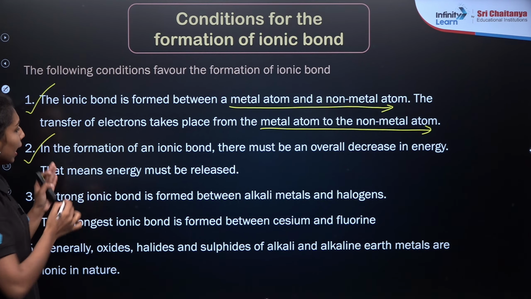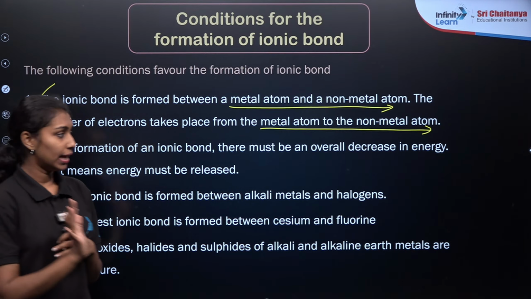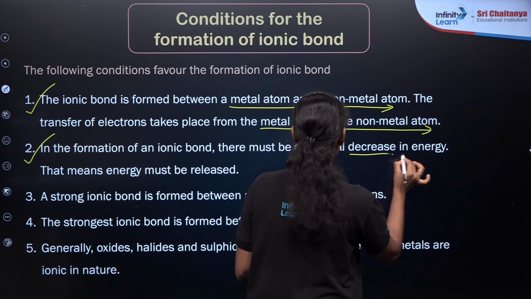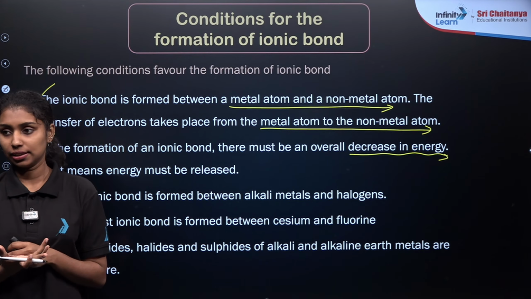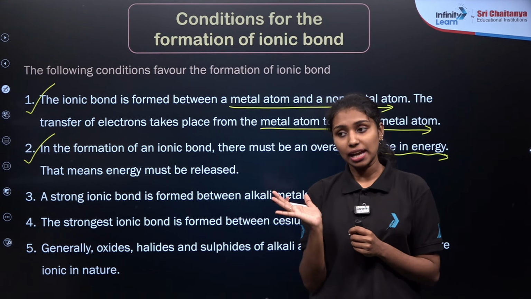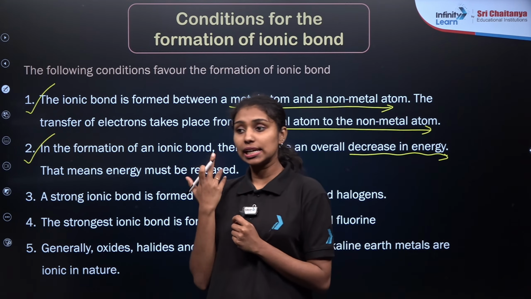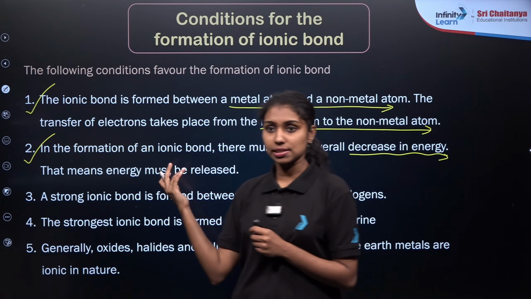And the second condition: in the formation of an ionic bond, there must be an overall decrease in energy. Energy will always decrease. This is one more point you have to keep in mind, that energy is released there. Clear? A bond is formed by the transfer of electrons, so obviously energy is released, which means energy is always released or decreased.